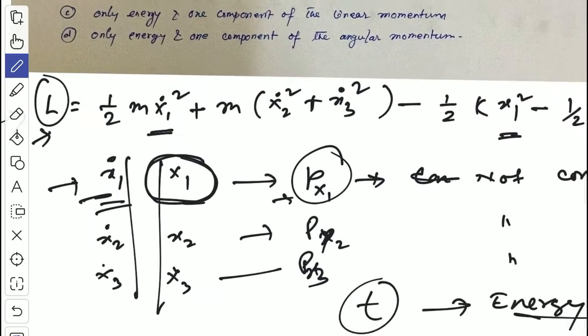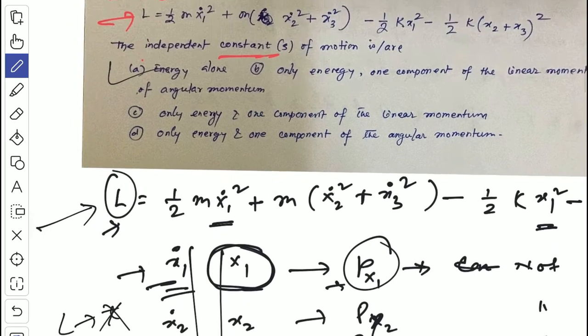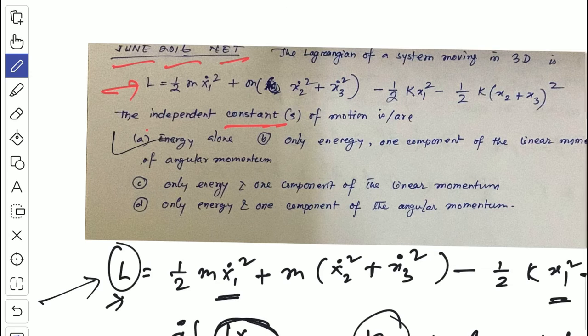So that means if the Lagrangian L is independent of time, then energy is conserved. Okay, remember that thing.